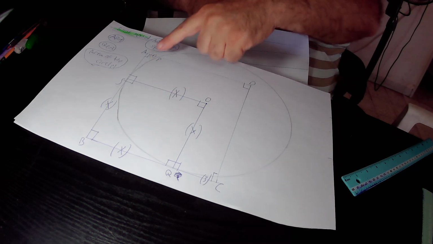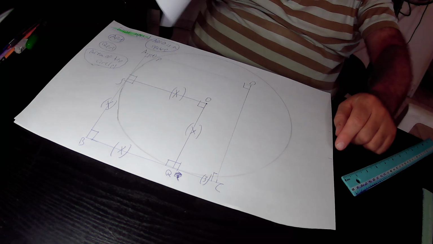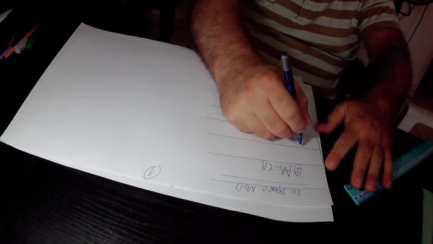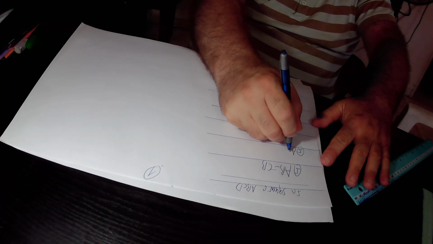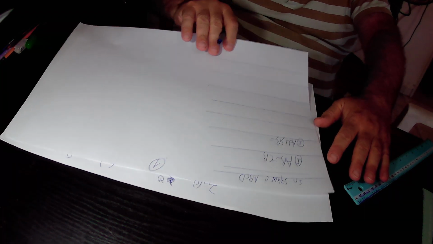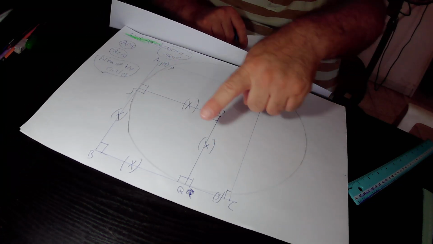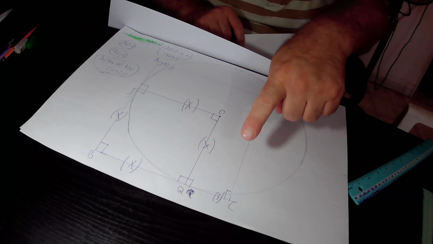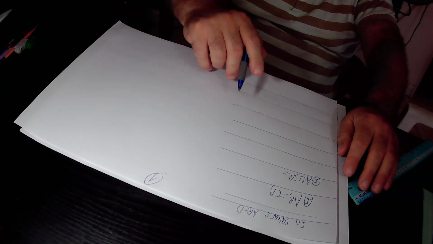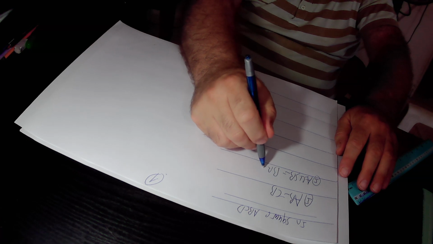Side AB equals AS plus SB. And it equals side CB. Side CB, or side BC, equals BQ plus QC.